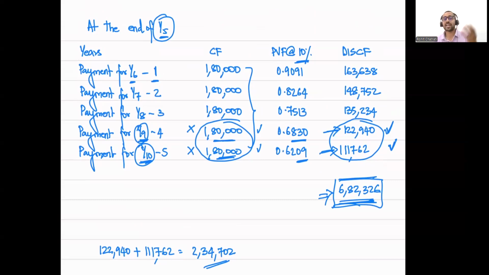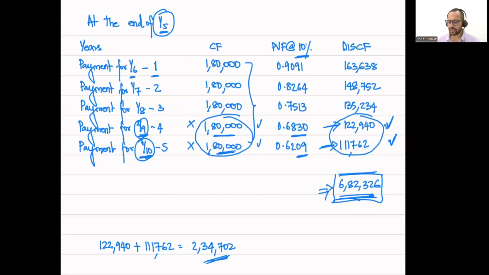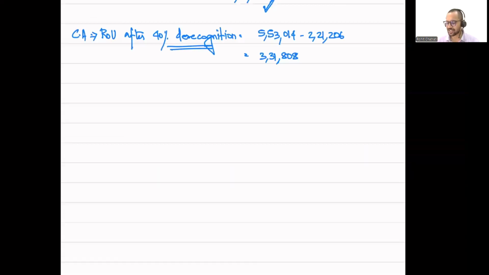All right, in my case, I actually had this working to show it to you. But if you don't have this working, because you won't prepare this in the examination hall, what you would do is calculate the present value of 1,80,000, which is payable for year 9 and 10. You discount it to today's terms, and that will be the derecognition amount. You now no longer have to pay this 2,34,000. Therefore, your derecognition amount is going to be equal to 2,34,702.